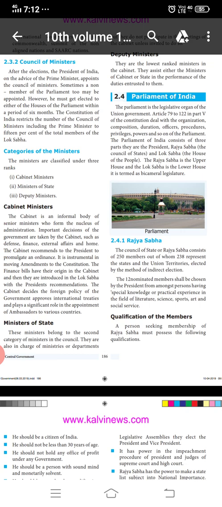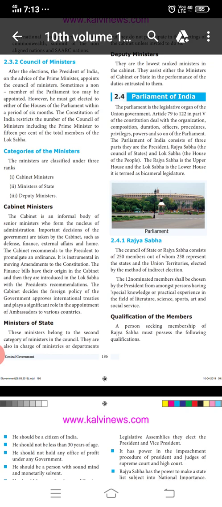The Parliament is the legislative organ of the Union government. According to Articles 79 to 122 in Part 5 of the Constitution, it deals with the organization, composition, duration, officers, procedures, privileges, powers, and so on of the Parliament. You all know the Parliament is one of the most important areas of our country. All the decisions, meetings, and agendas are conducted in the Parliament.